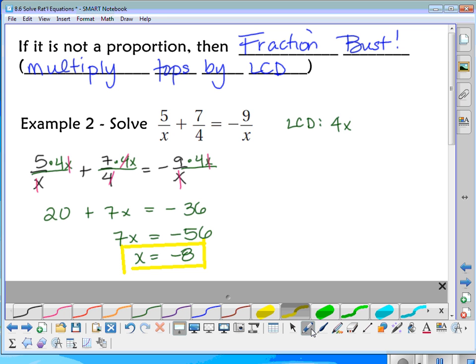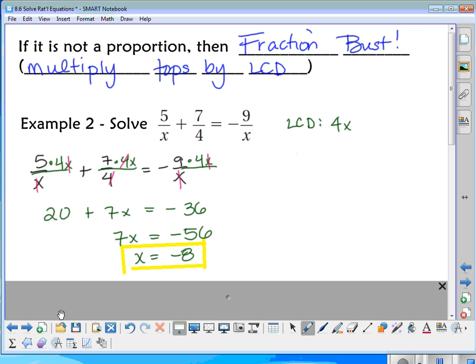And then I go back and I double check just to be sure that I did it right. 5 over negative 8 plus 7 over 4 equals negative 9 over negative 8. And so I've got negative 5 over 8, and I'm going to do this times 2. So 14 over 8. And then this becomes positive. And so sure enough, negative 5 plus 14 is 9. And so it works. So I know I did it right. Okay?